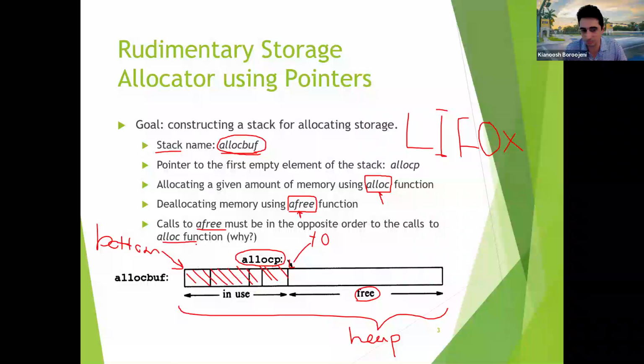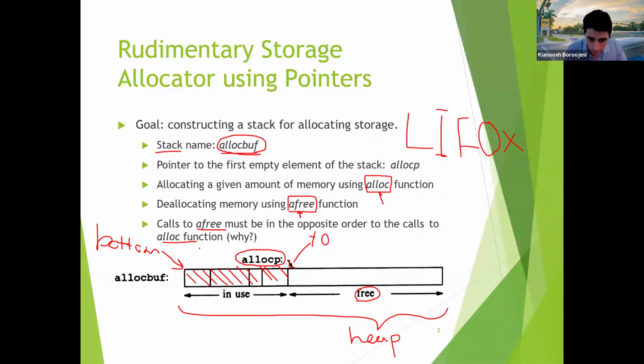But in the real version, the order doesn't matter. You can free in any order you want. So if I allocate 3 blocks in the order of 1, 2, 3, I can free any of those 3 in any order I want. I can first free 1, then 2, then 3, or I can free 3 before 2, before 1. But in this version, we have some limitations because we are going to create a very basic version.